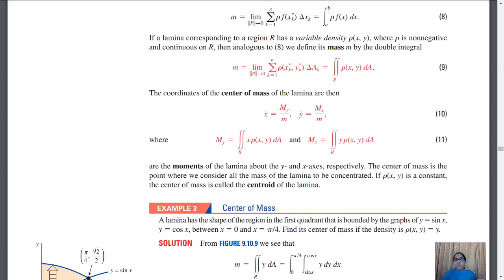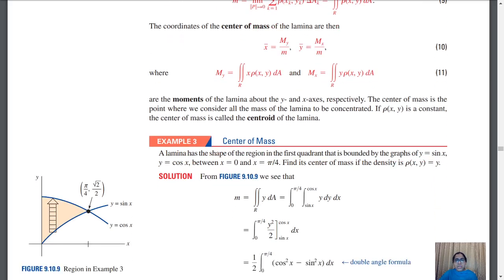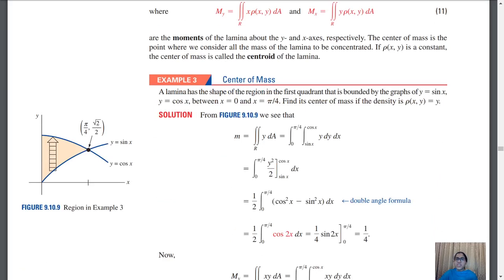Okay, so these are the few new things that we have learned: how to find the mass of the lamina, the center of mass, and to determine the center of mass we have to determine the moments of the lamina, and all these can be determined with the help of double integral. And if the density function is a constant, the center of mass is called the centroid of the lamina. So next is an example which is depicting how to determine all these values.